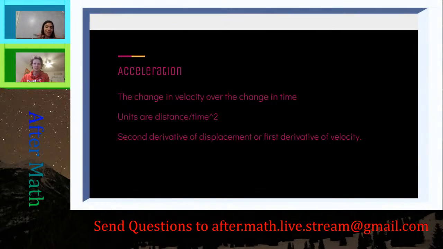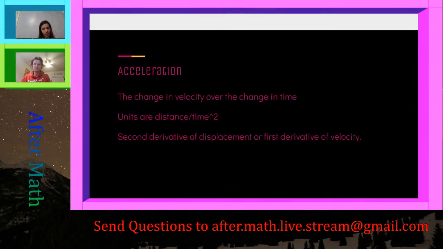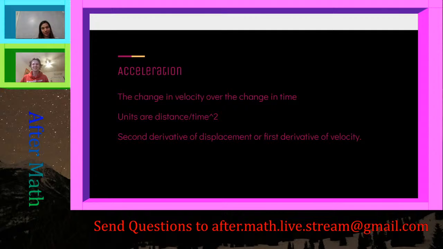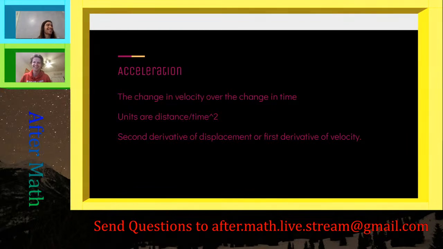And Jaden, like you pointed out, it is a derivative. It is the first derivative of velocity. But what's velocity a derivative of? The first derivative of displacement. So, therefore, acceleration is the second derivative of displacement. Oh, so it's the first derivative of velocity, and the second derivative of displacement. Okay, so the second derivative. Cool.